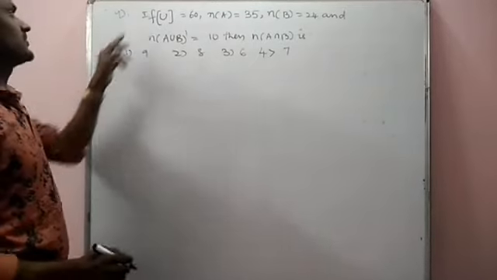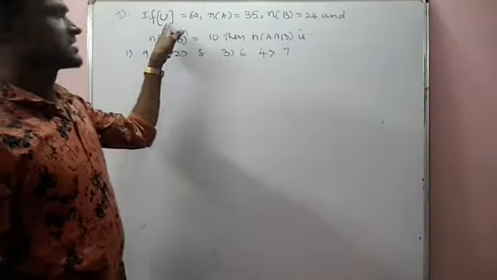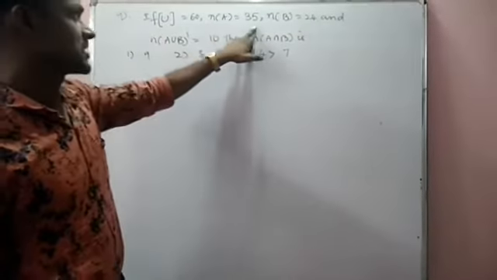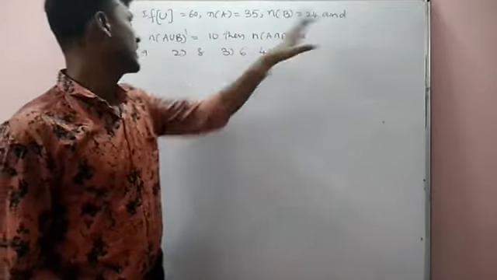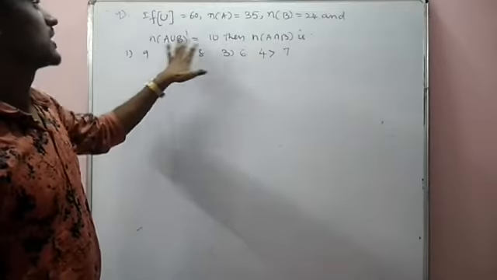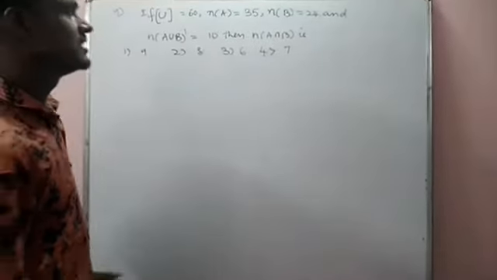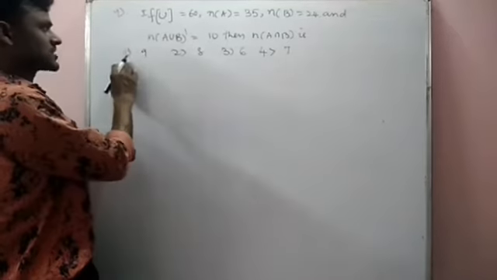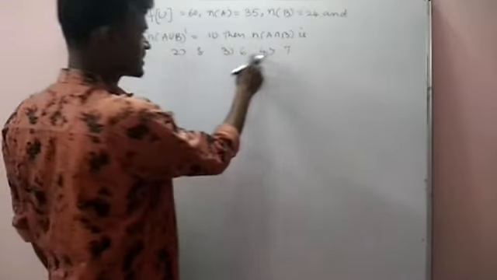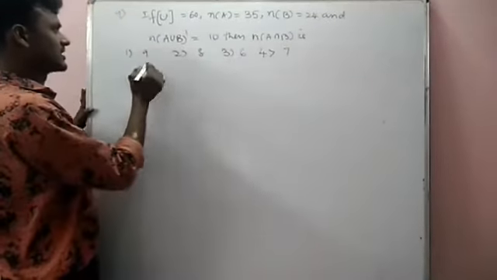Okay, next my question is: if the universal set is equal to 60, n of A is equal to 35, n of B is equal to 24, and n of (A union B) whole dash is equal to 10, then find the value of A intersection B. First option 9, second option 8, third option 6 and fourth option is 7.